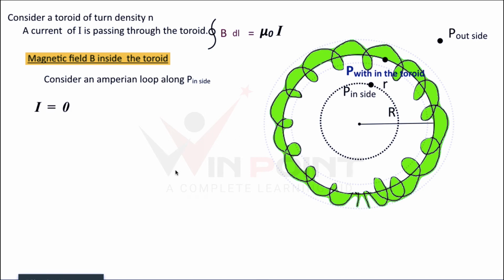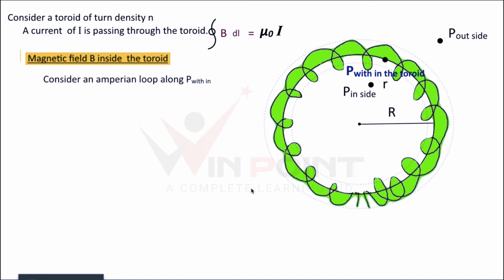So we can write I equal to 0. If I equal to 0, the same step: net current is 0, integral B dot dl is equal to 0. Integral dl cannot be 0 because there is a radius, there is integration, but B can be 0. So the only option is B equal to 0.